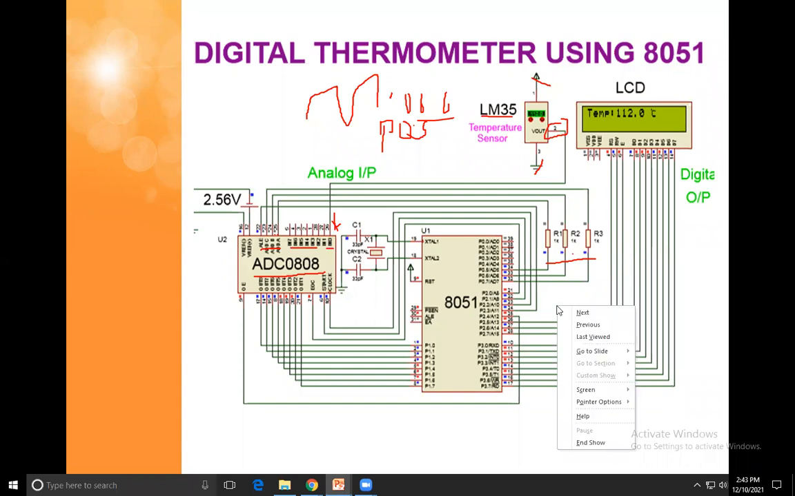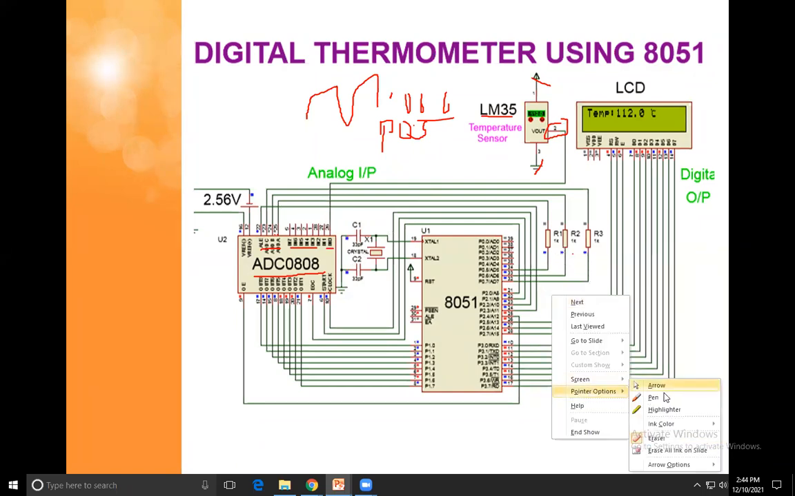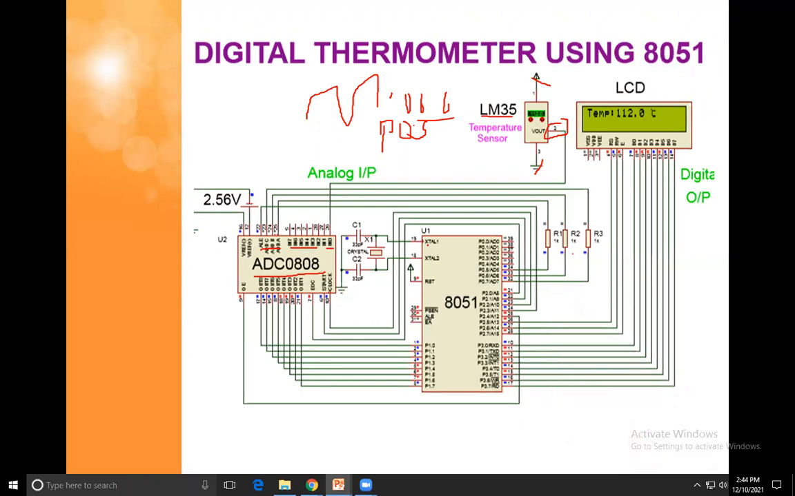Okay. The next point is, here the connection is done. This is a crystal oscillator connected to the crystals. Then, when you give the analog input, this analog input is converted into the digital form. So there are 8 digital outputs for the analog input.